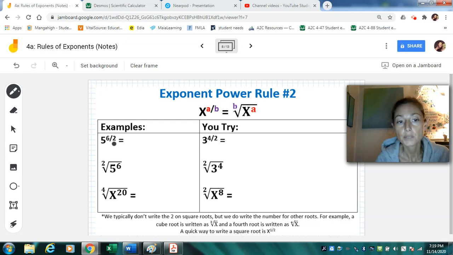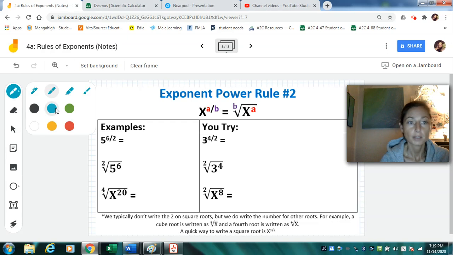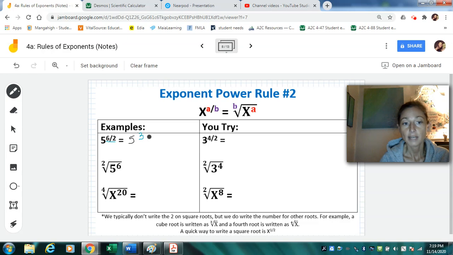So we're going to first try 5 to the 6 divided by 2 power. We can simplify this first by doing 6 divided by 2, which is 3. So I'm going to have an exponent of 3. 5 to the 3rd power, 5 times 5 times 5, is 125.